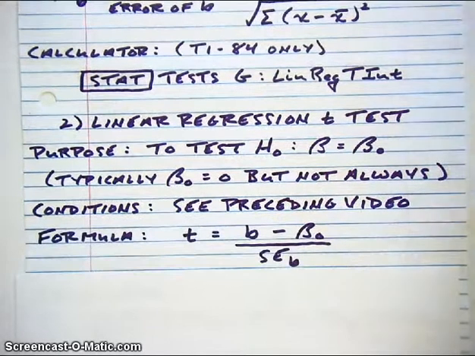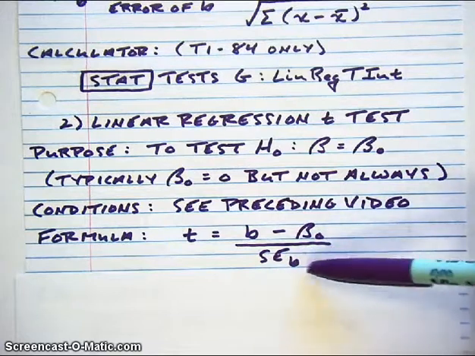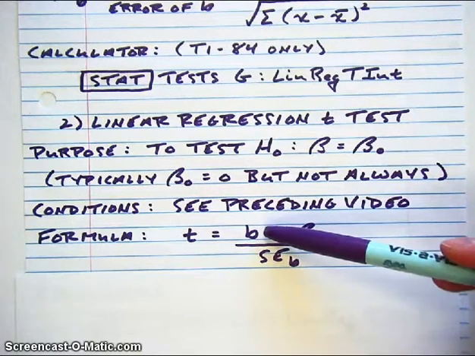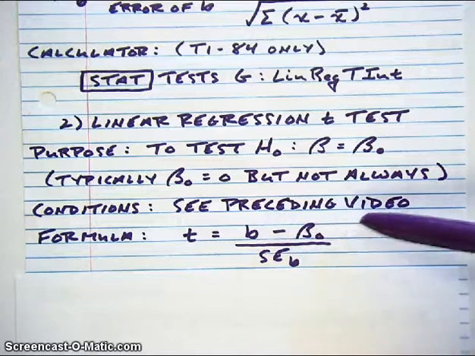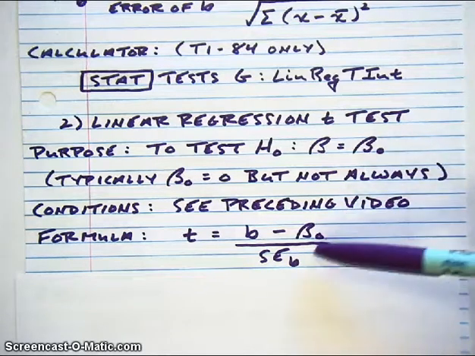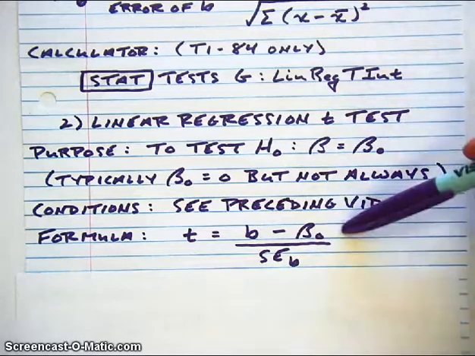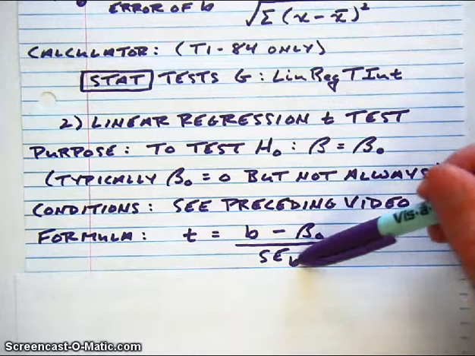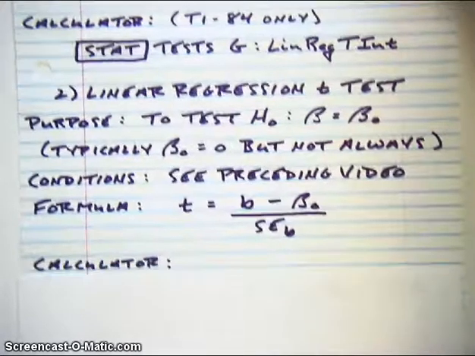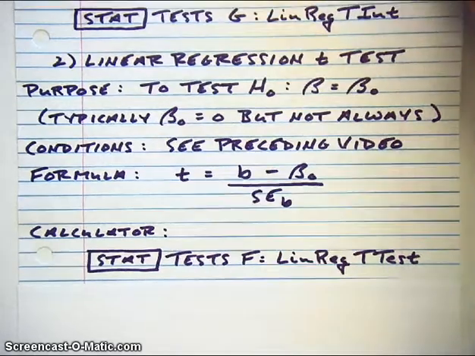The formula is another standardized test statistic, b minus beta naught divided by the standard error of b. Okay, b is your calculated slope from your regression line. Beta naught is from your null hypothesis. That's a hypothesized mean value. And then divided by the standard error of b. So it's a standardized test statistic: statistic minus hypothesized mean divided by standard error of the statistic. On your calculator, you can find this as Stat, Test, F, LinRegTTest. And this is available on both TI-83s and TI-84s.